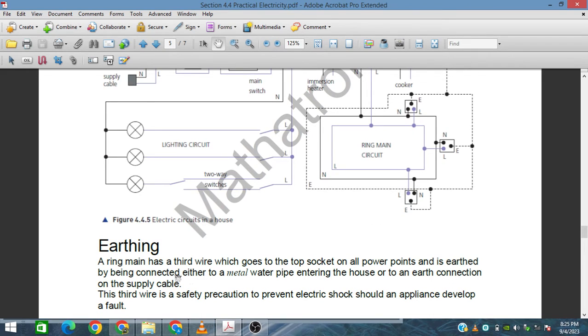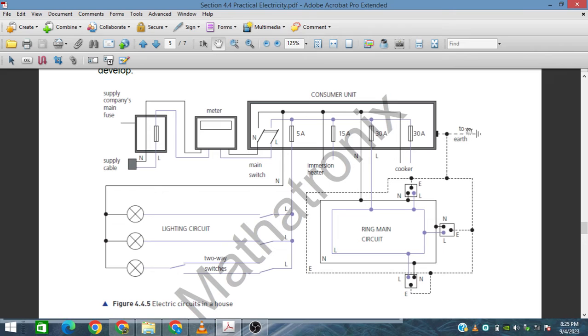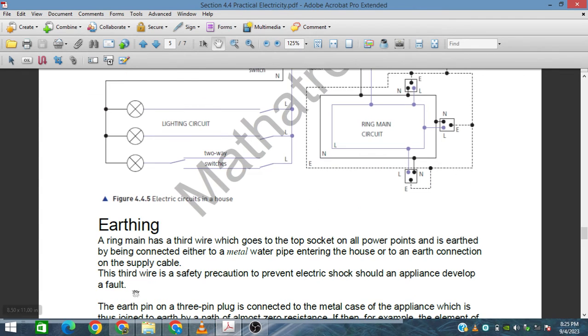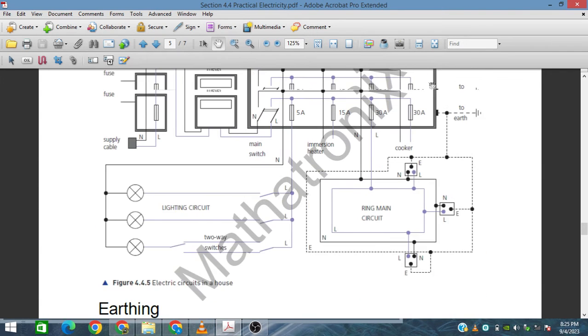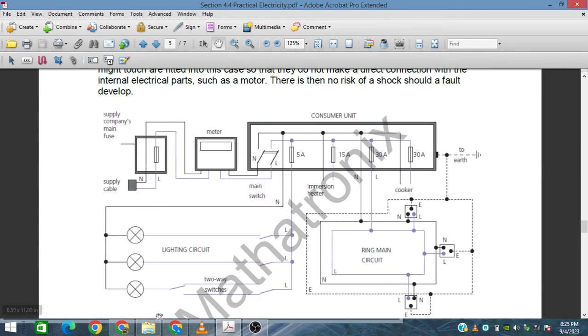And earth is connected either to a metal water pipe entering the house or to an earth connection on the supply cable. Usually we connect to the supply cables, or any metals connected to the ground or earth may be used. And this is the way the electric supply to any common house may be arranged.